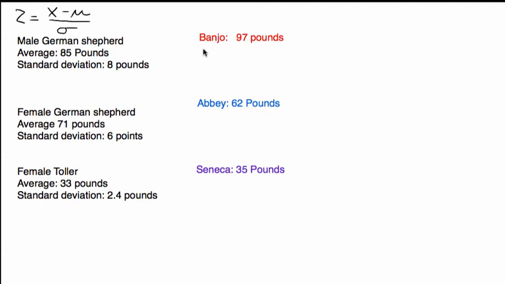In the z-score formula, the x value is the individual's data. The individual in this case is Banjo. He weighs 97 pounds, while the average is 85, and the standard deviation is 8. Looking at the 97 minus 85 tells us that he is 12 pounds heavier than average. Lastly, we divide by 8, or the standard deviation, to see that Banjo is 1.5 standard deviations from the mean. Next, let's take a look at Abby.